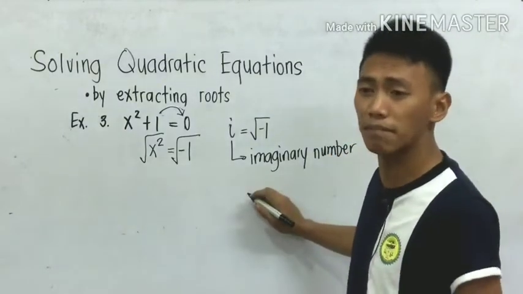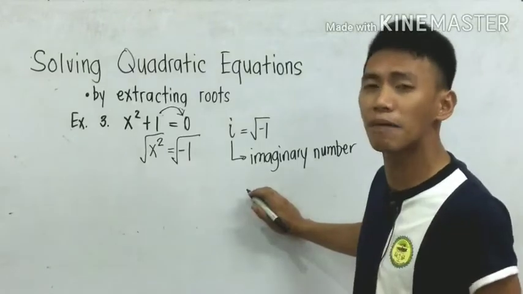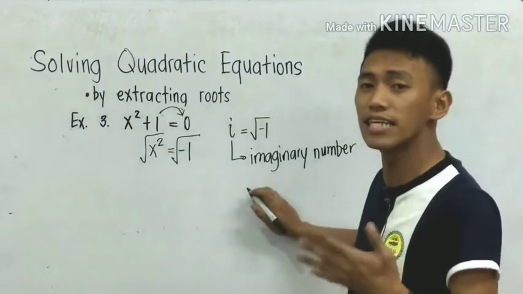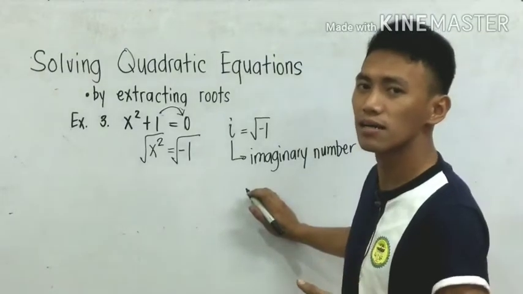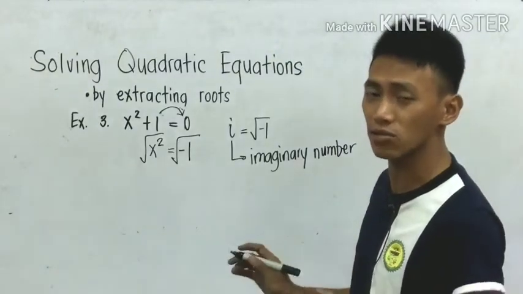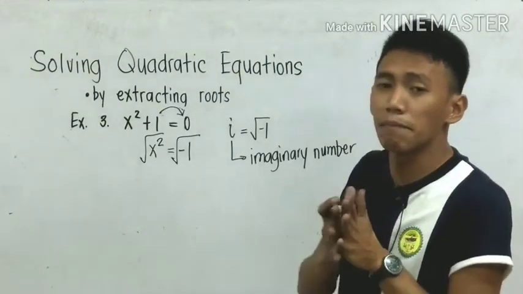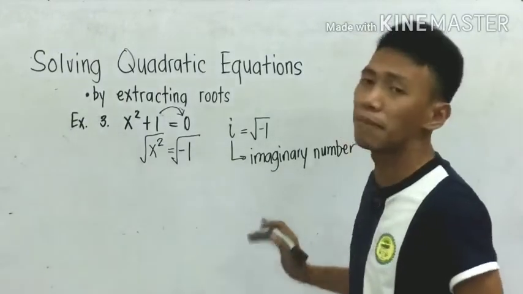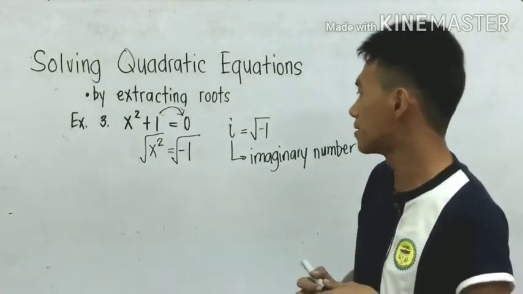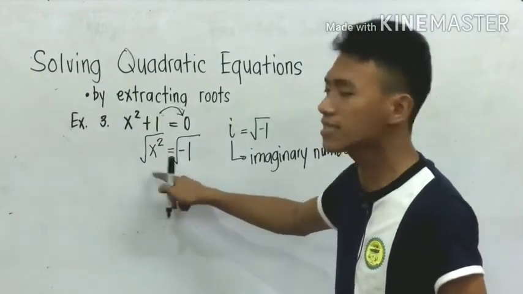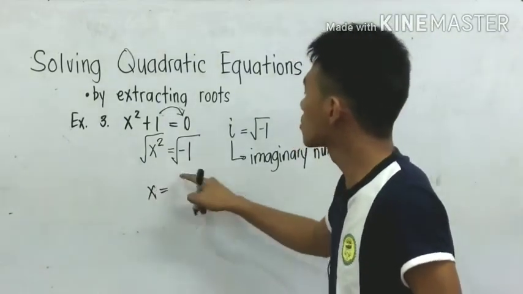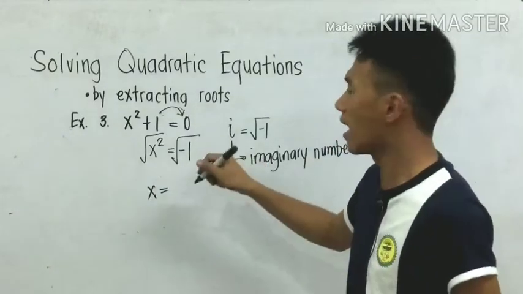Dili na nako ni siya padakon or palalumon pa nga topic. It's because dili ni siya appeal sa inyuhang topic. So dili na kaya to kailangan nga ipa-expand pa kung unsa ning imaginary number. Okay? So square root of x squared is x. Square root of negative 1 is I.